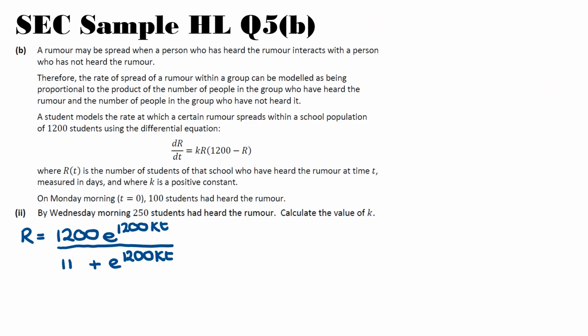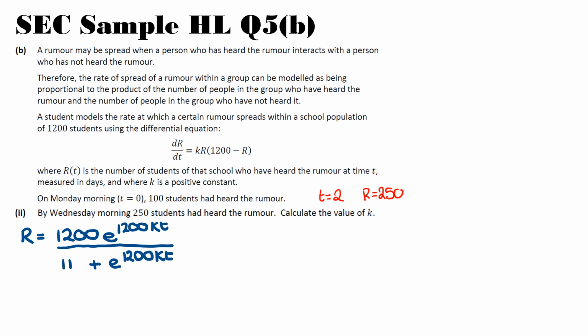So part 2 of this question says, by Wednesday morning, 250 students had heard the rumour. So remember, Monday is t = 0, so that means Wednesday is t = 2, and we know that R is equal to 250. Now, most students will go and take their final answer and plug that in. If you do, you have a good bit of work to do because the fact that we're looking for k and k appears in 2 different parts. So you want to work that through and sub that in, that's absolutely fine.